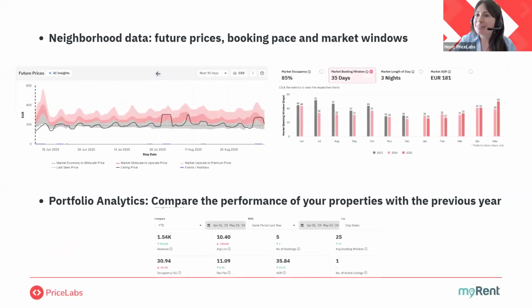All right. We do have another section which is called neighborhood data. It's next to your calendar in PriceLab, and it's already included in your subscription, where you can see how you are positioned in the market and some insights about your market. For example, in the future prices graph, you can see the black line. These are your prices recommended from PriceLab, and you can see where they are sitting compared to the market.